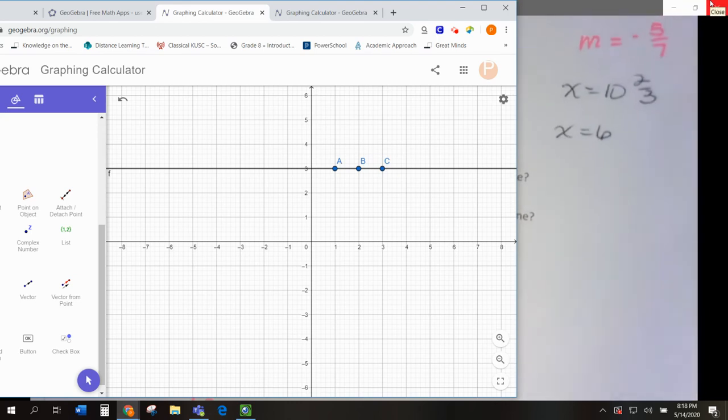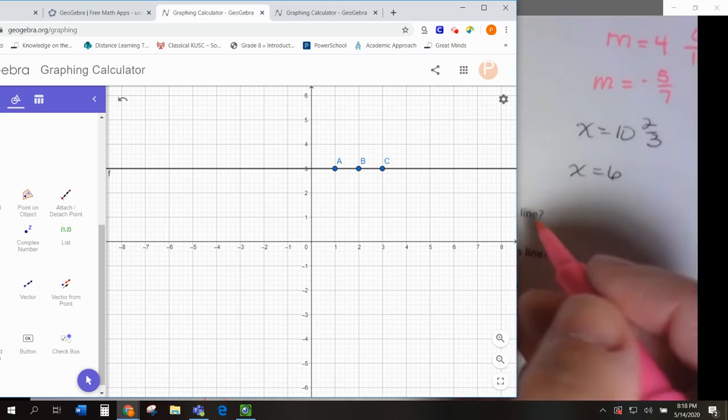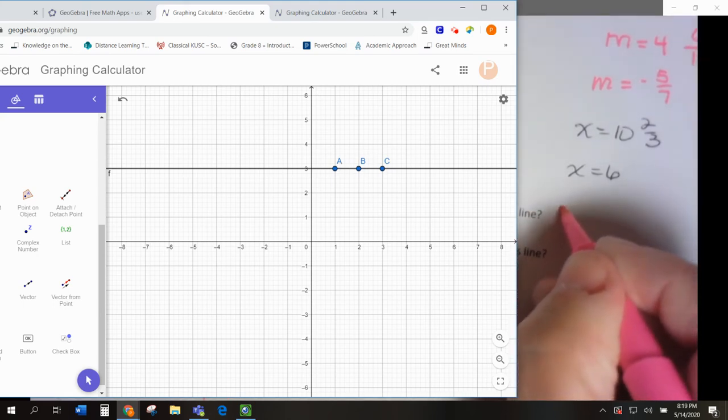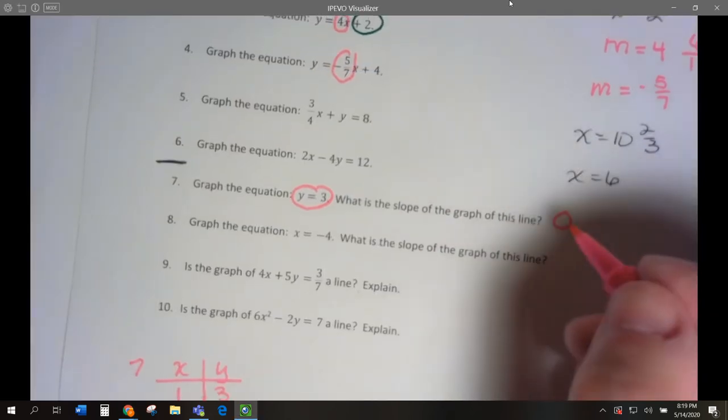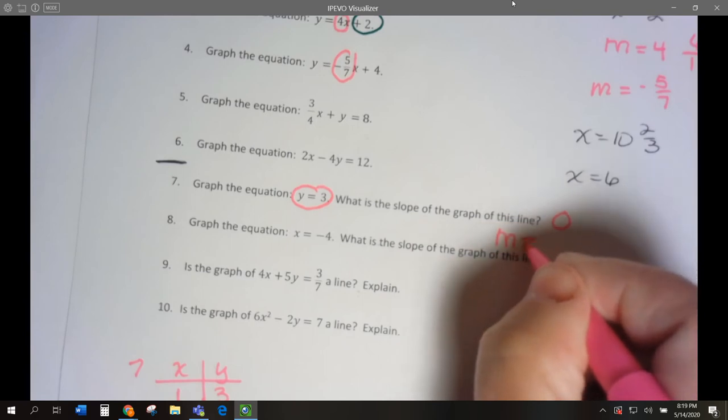If we remember, the slope of a horizontal line is 0, right? Or if you want to check your rise over your run, between A and B, what's our rise? 0, over our run of 1. So here our slope is going to be 0, or properly written, m equals 0.